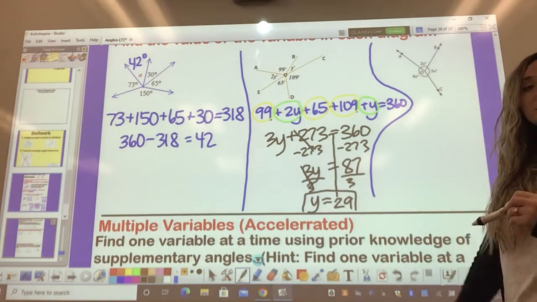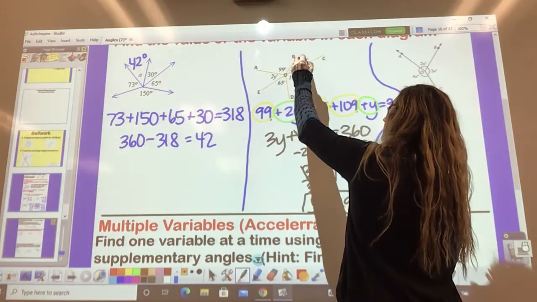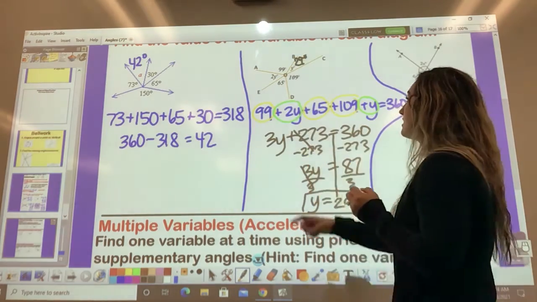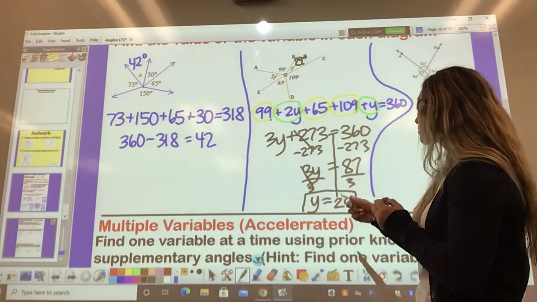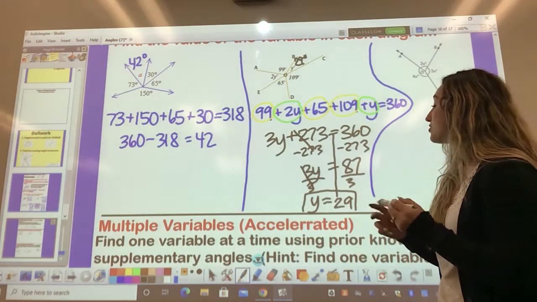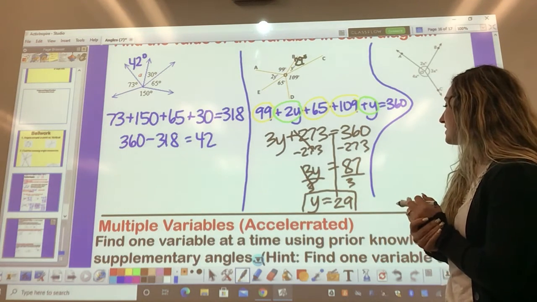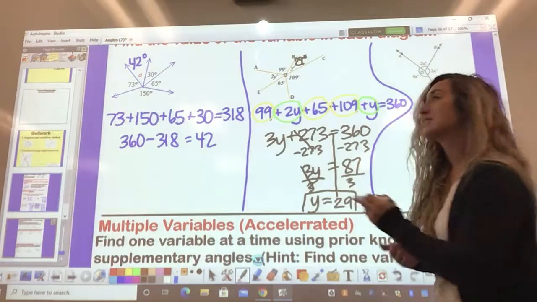So if y equals 29, then that means this angle here is 29 degrees, and this one is 2 times y, so 2 times 29, which is 58.